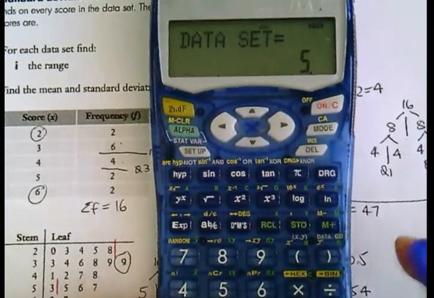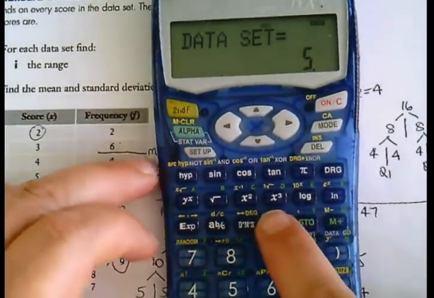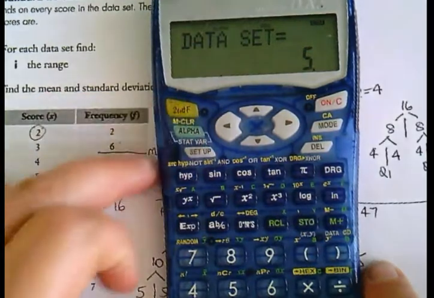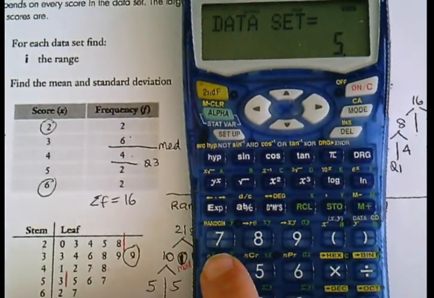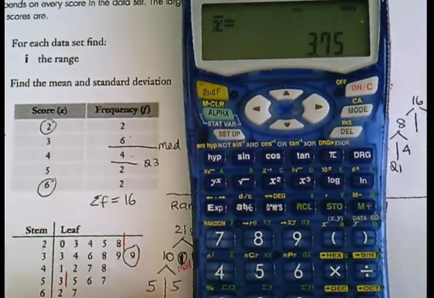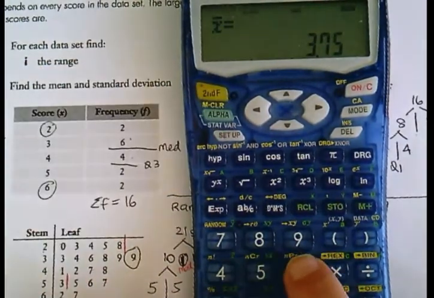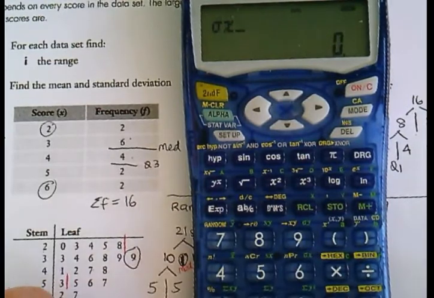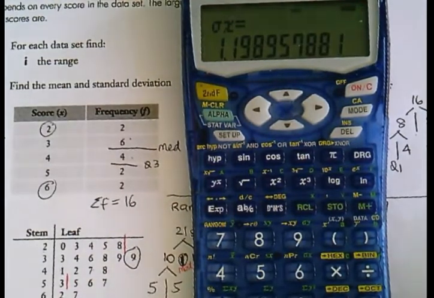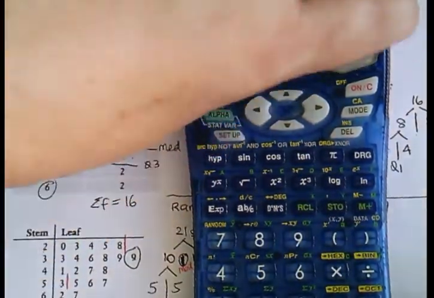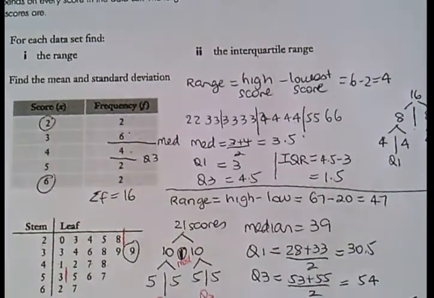Data set 5. Now, recall or alpha X bar equals, same answer as before, 3.75. Alpha, number 6 is sigma X equals 1.2 approximately. All right?